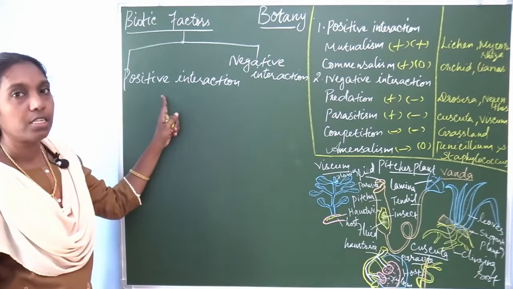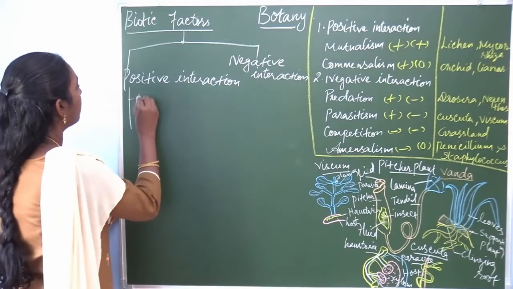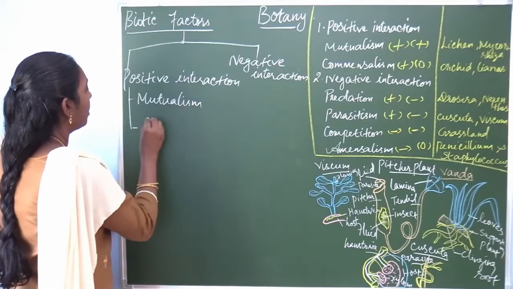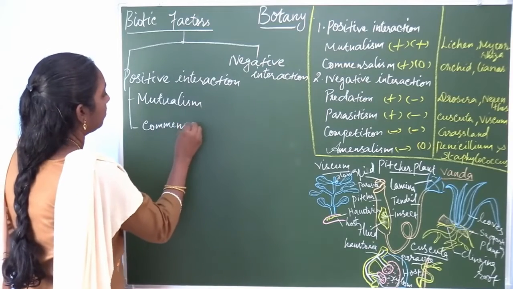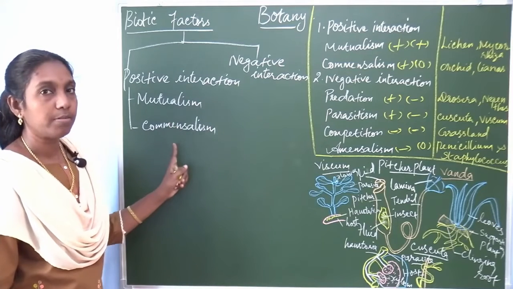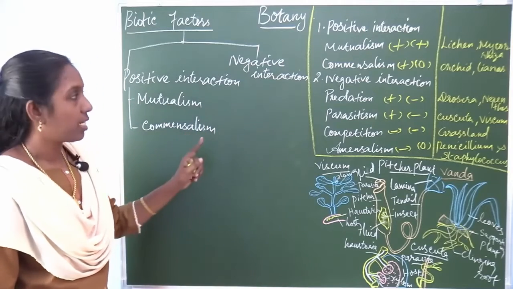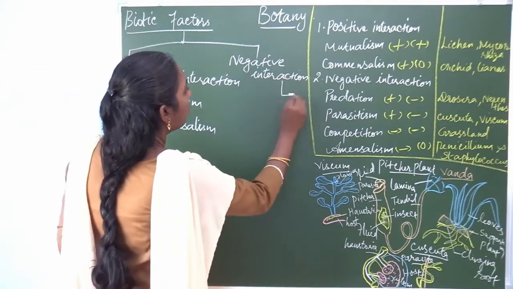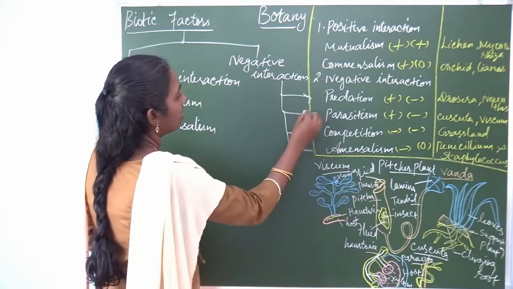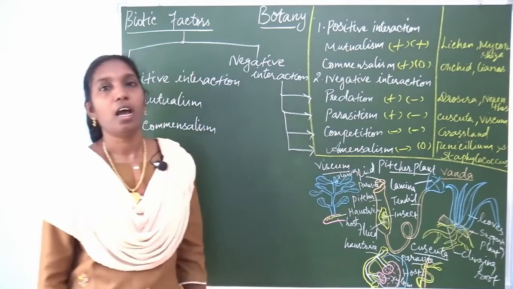Positive interaction is classified into two different types: mutualism and commensalism. Negative interactions are classified into different types. They are predation, parasitism, competition and amensalism.